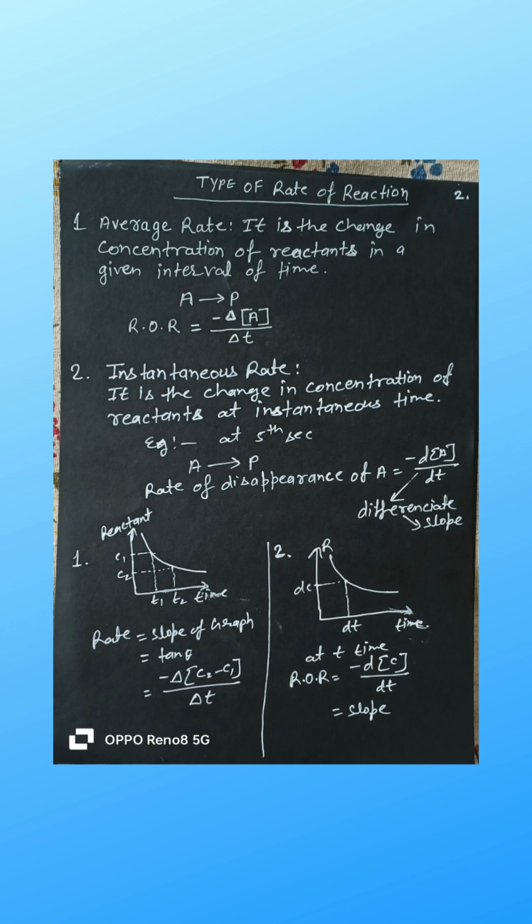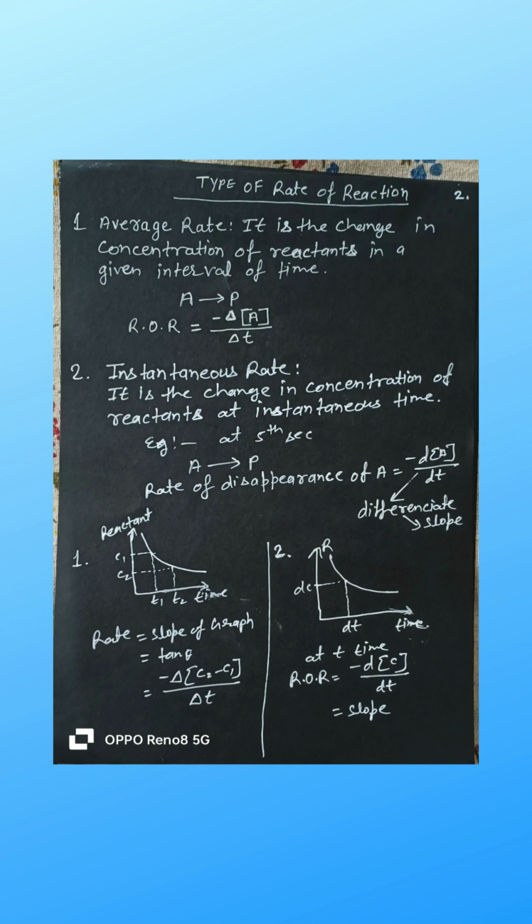On the board, dC and dt are written. dC means a very small change in concentration. dt means a very small change in time. The ratio of these very small changes gives the exact speed at that moment. That is why it is written, rate of reaction equals minus dC divided by dt, for reactant. Minus sign is used because concentration is decreasing. For product, minus sign is not used. Below it is written, rate equals slope. That means, the slope of the tangent line is the instantaneous rate.